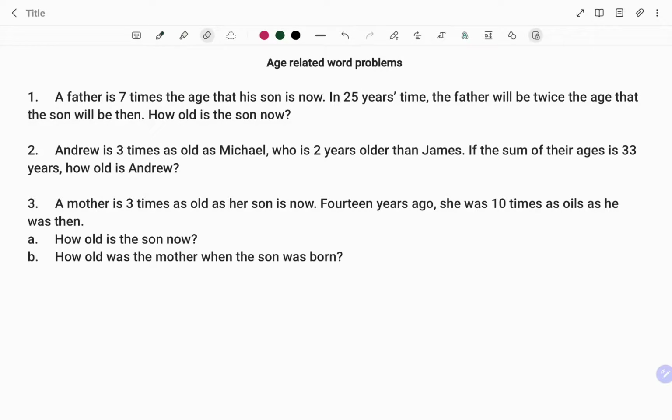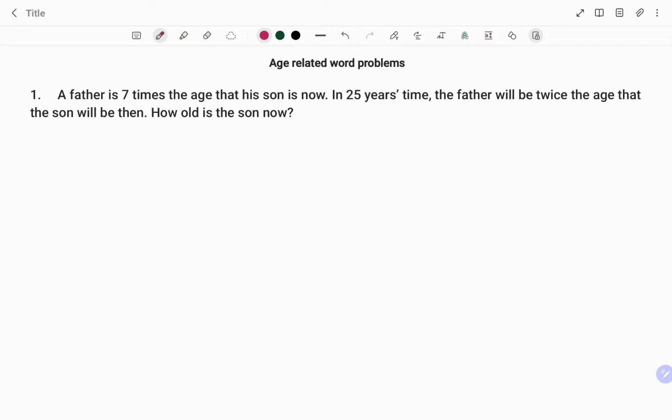In this video, I'm going to show you how to solve the following age-related word problems using algebraic equations. The first question says, a father is 7 times the age that his son is now. In 25 years' time, the father will be twice the age that the son will be then. How old is the son now?